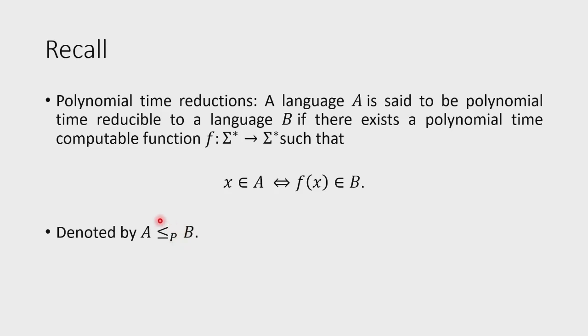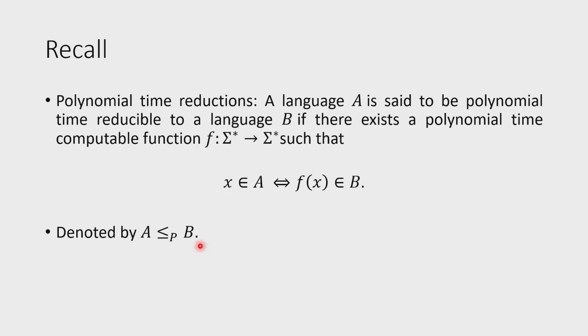Oh, so this notation less than equals to p means A is reducible to B in polynomial time. So p stands for polynomial. This is just a notation. It doesn't actually mean that A is less than B. It's just a notation. Can you give an example for this, sir?